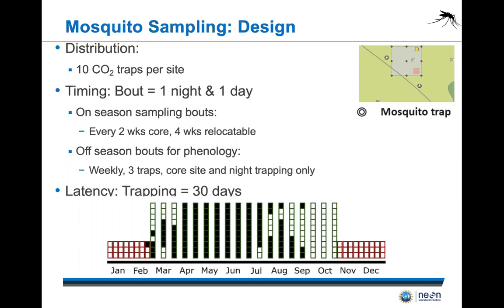And off-season sampling consists of setting traps weekly instead of every 2 weeks, but they're only set at the core sites, and we only set 3 traps. And it's only nighttime trapping. And so that's what allows us to capture the phenology, because as soon as we capture more mosquitoes, we transition back to this on-season sampling. And the latency for the mosquito data product is 30 days.